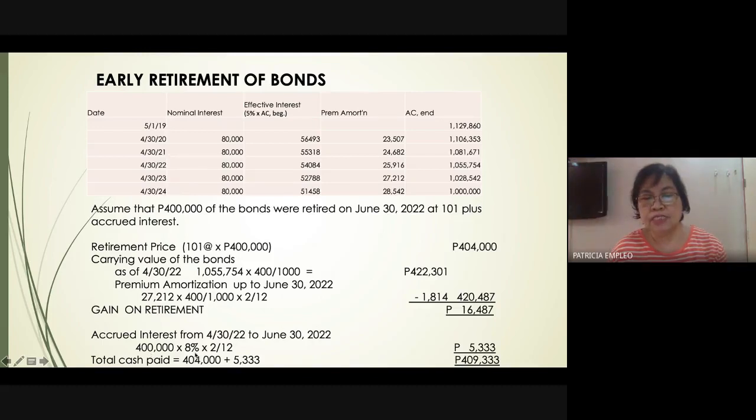That is 400,000 times 8% times 2 over 12. Or you may get it from here, that's 80,000 times 400,000 over 1 million times 2 over 12. Therefore, the amount of accrued interest that will be added to 404,000 to arrive at the total cash paid will be 5,333, such that the total cash paid will be 404,000 plus 5,333. So your total cash payment to retire the bonds, including payment for accrued interest, will be 409,333.